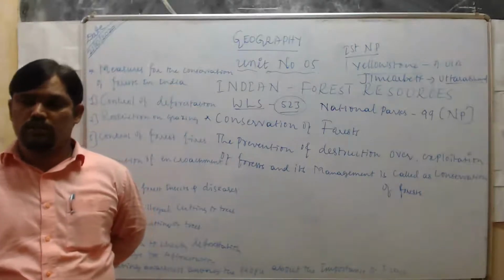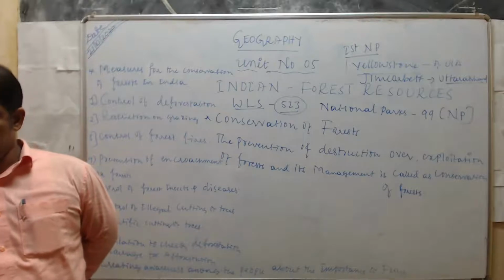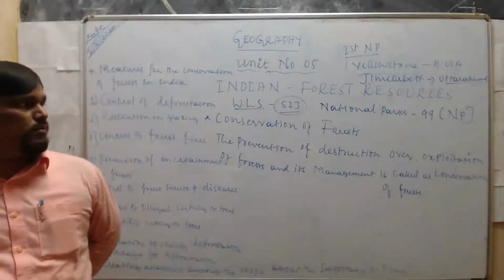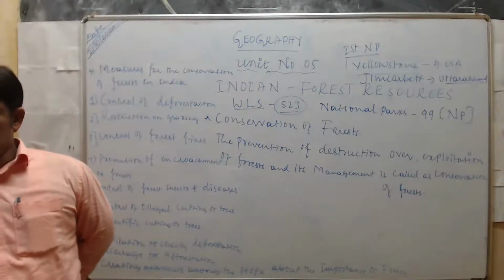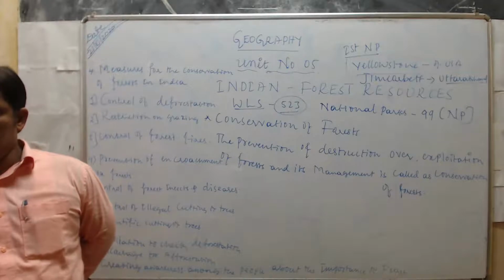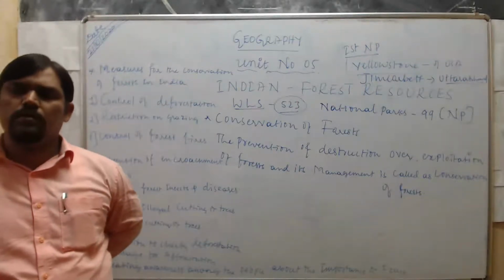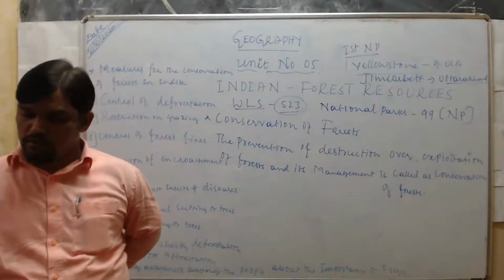Kaziranga National Park is in Assam. Sundarban National Park of West Bengal. Jim Corbett of Uttarakhand. Gir National Park of Gujarat.